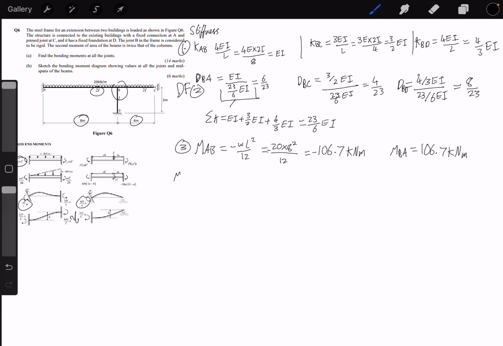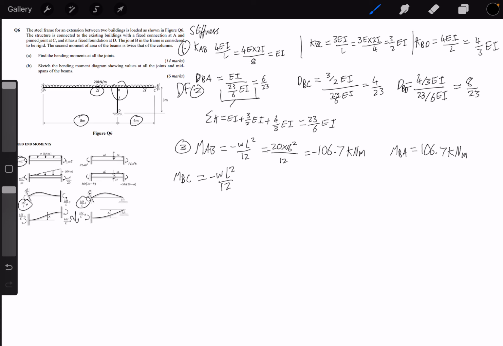So let's do MBC. And we don't have to do the element BD because there is no UDL on it, so we just assume it to be 0. So it's the same process, just wL squared over 8. I'll quickly walk through it.